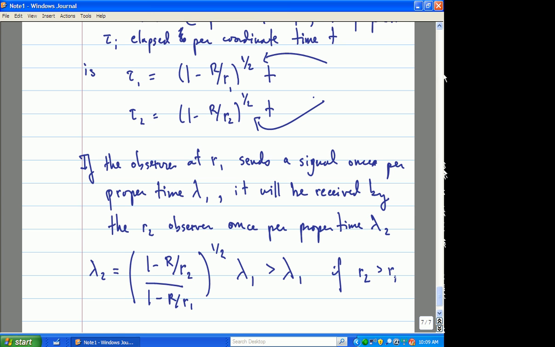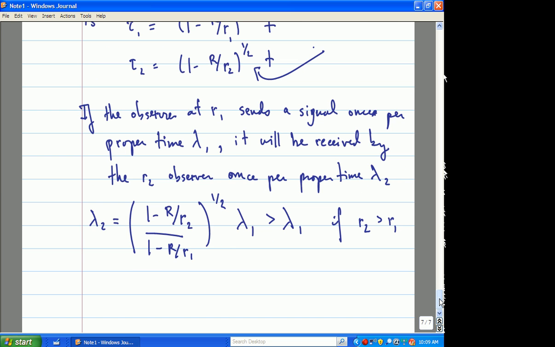So if I send a signal up to my friend on the top floor of the physics department once per second, then my friend on the top floor will receive these signals once per 1.1 second. Okay, it would have to be a very tall building in order for this to be true. But he will receive these signals at an interval which is slightly longer than 1 second.